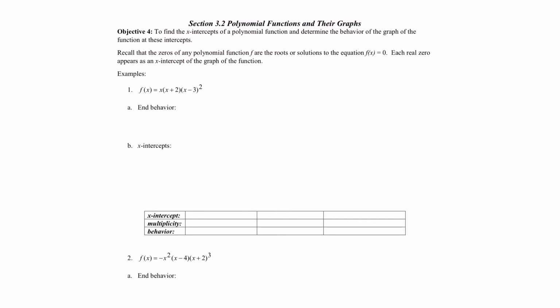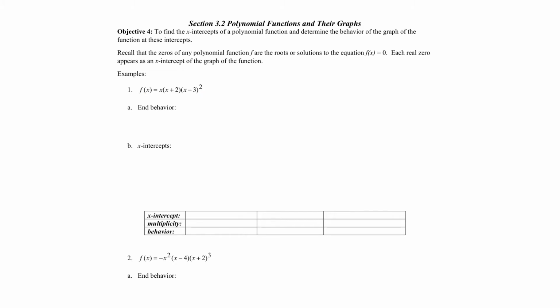So now, for our 4th objective, we're going to find the x-intercepts. We know what the multiplicity tells us about the behavior of the graph at those x-intercepts. So now we're going to look at finding those x-intercepts and then making a statement about the multiplicity and what it tells us about the behavior. Recalling that the zeros of any polynomial function are the roots or the solutions to the equation f of x equals 0, and that each real 0 appears as an x-intercept of the graph, we know our way forward. Looking at this particular one, and this one's already factored for me, which is nice in terms of finding my x-intercepts.